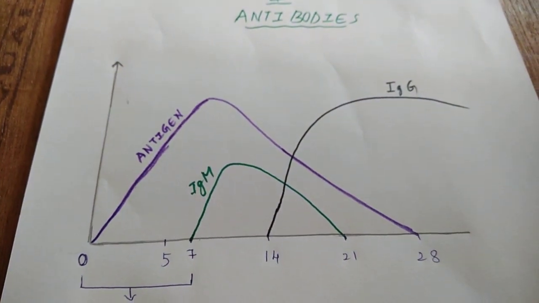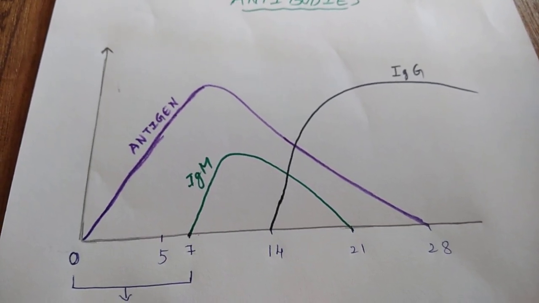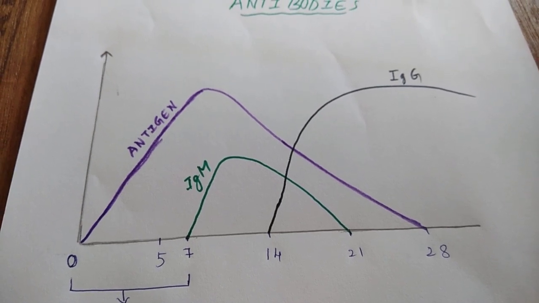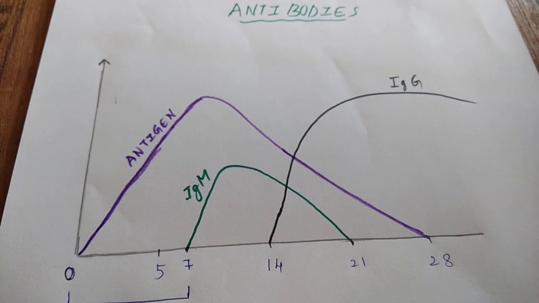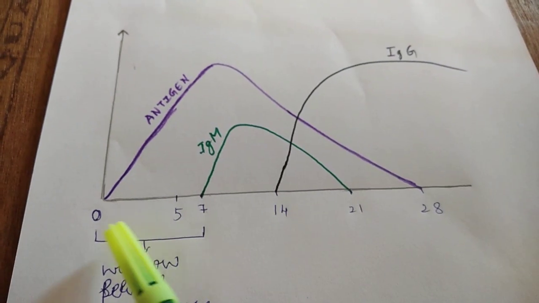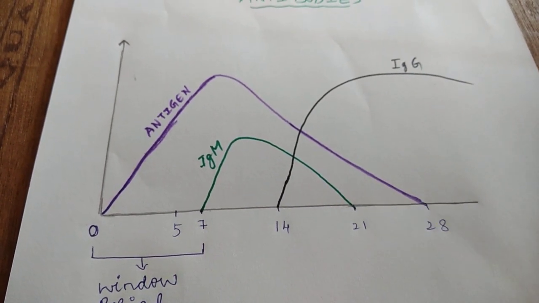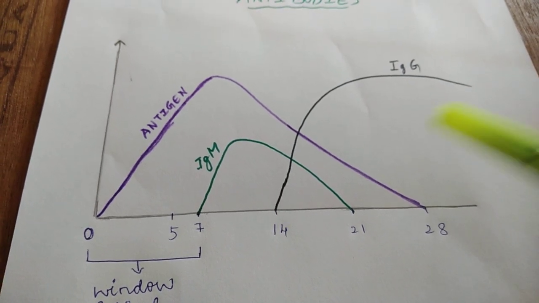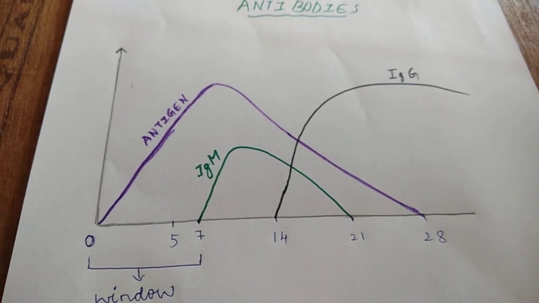We are going to study the appearance of antigen and antibodies using this graph. You all might be familiar with this graph. We'll go into detail regarding when the antigen appears, and when IgM and IgG appear. It's a simple graph. On my x-axis, you can see the numbers 0, 5, 7, 14, 21 and 28. These are the days: the 0th day, 5th day, 7th day, 14th, 21st and 28th day.